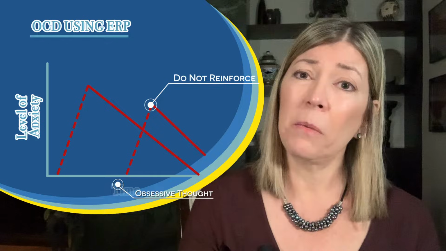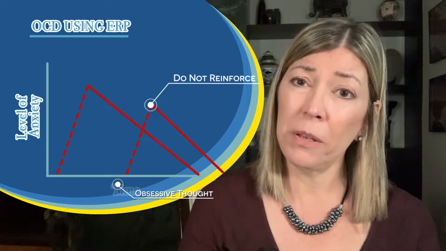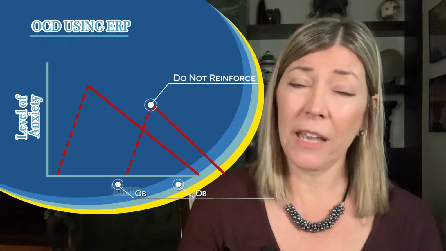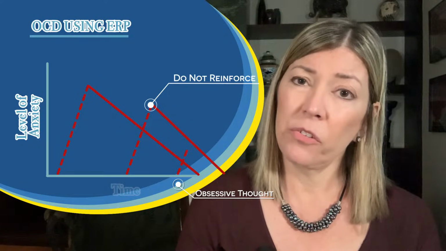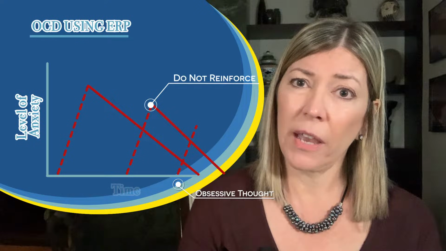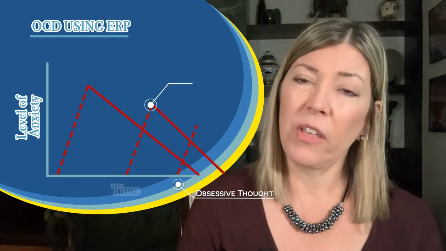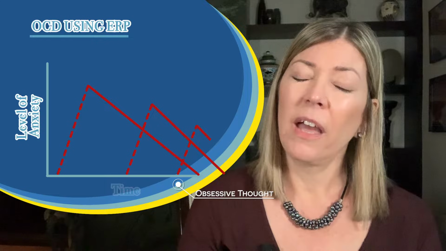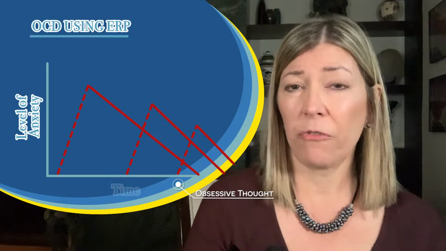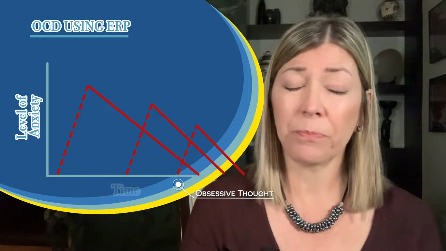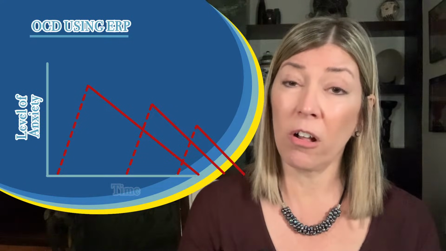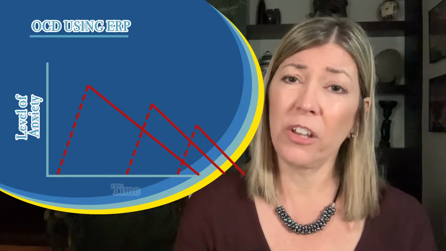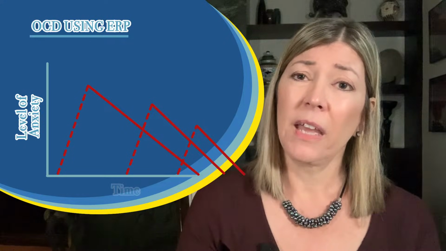And anytime now that obsessive thought happens, because we cannot control our thoughts, the obsessive thought may come, but it doesn't spike our anxiety quite as high, and that anxiety drops on its own. Eventually, through enough practice of ERP, we really will not get much anxiety at all after we have done ERP successfully. And this is how ERP works.